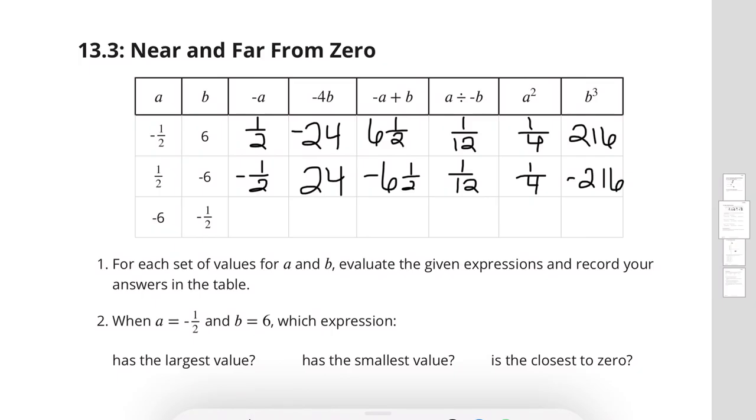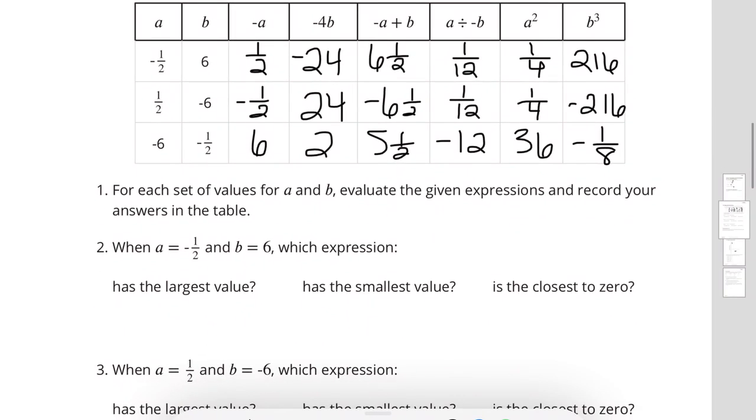So on the third row, A equals negative 6 and B equals negative 1/2. Negative A would be positive 6. Negative 4 times B would be positive 2. Negative A plus B, 5 1/2. A divided by negative B, negative 12. A squared, positive 36. And B cubed would be negative 1/8.